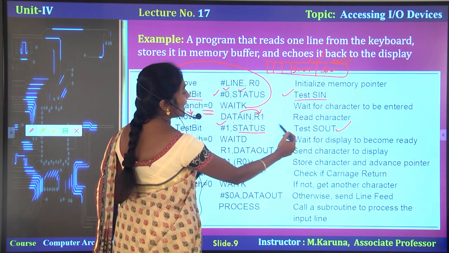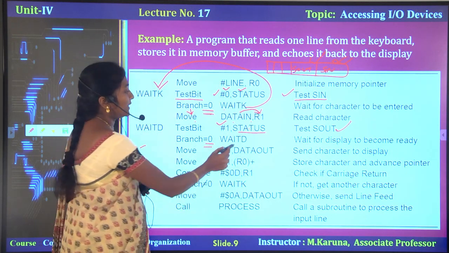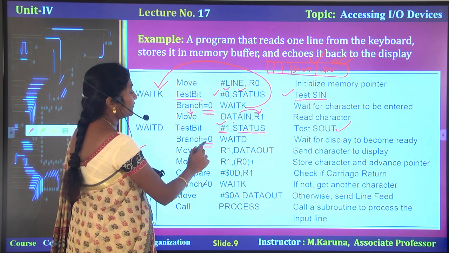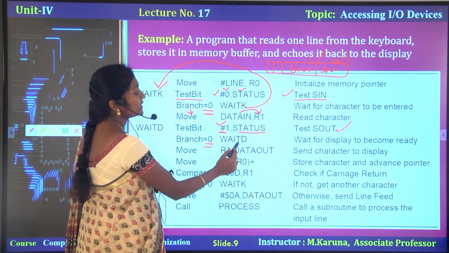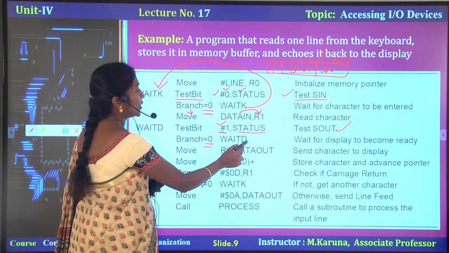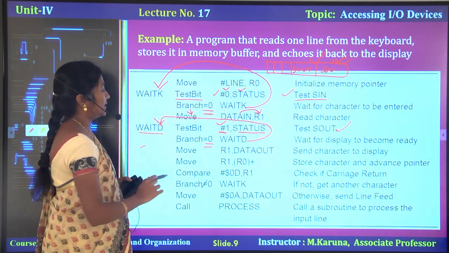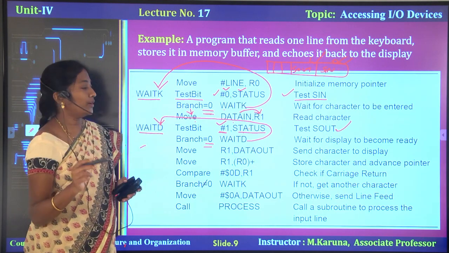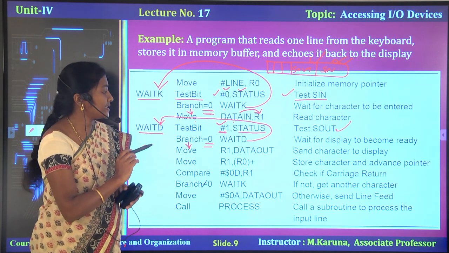Read the status bit. If that bit is equal to 0, that bit will be compared with the first bit of the status register. Then if that SOUT bit is equal to 0, that means the display device is not ready to display the character. That's when the processor enters into waiting mode, wait for display. Here it is wait for keyboard. Otherwise, execute the next instruction, that is the move instruction.